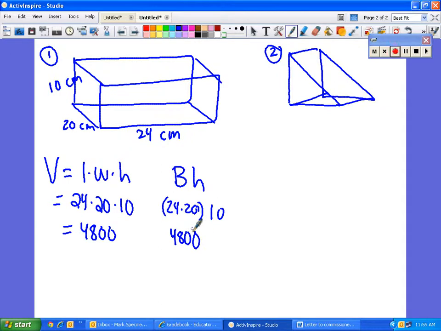Here's where you need to be a little more precise. Remember, volume measures 3-dimensional space. So we're going to use not centimeters squared, but centimeters cubed. And I promise, that's it.